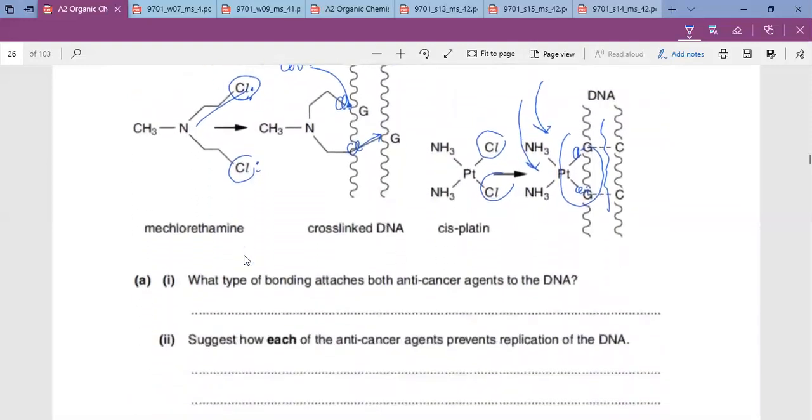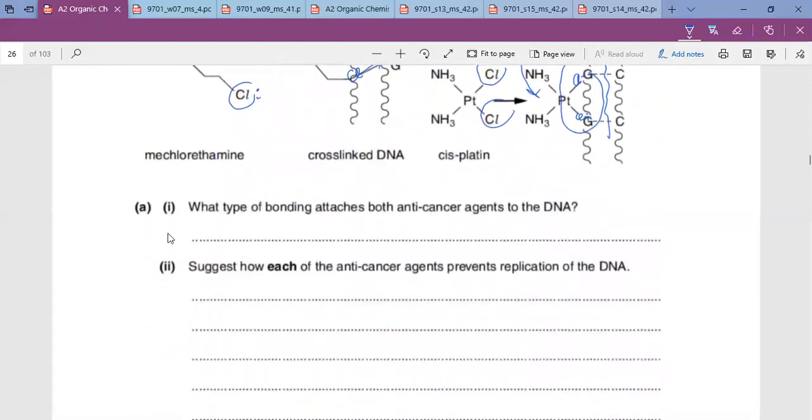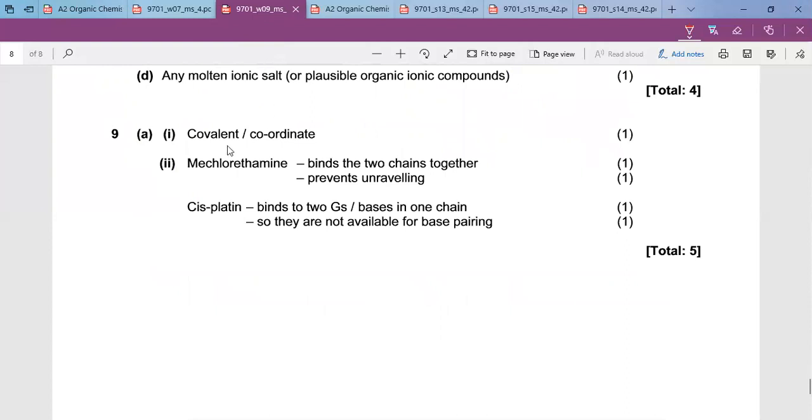So now the question asked is, what type of bonding attaches both the anti-cancer agents to DNA? What bonds? Ionic, covalent, van der Waals forces, hydrogen bonds. Let's see. First one is of course covalent. Both are covalent. So the first one, chloromethylamine, binds the two chains together, prevents unraveling. The keyword is very important. So the two chains cannot open.